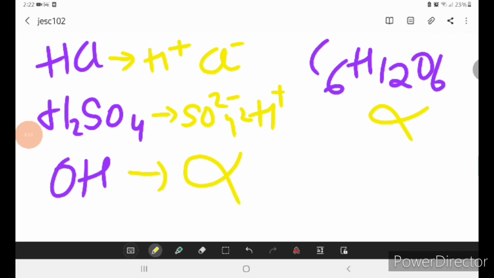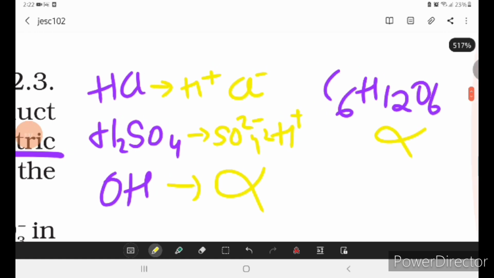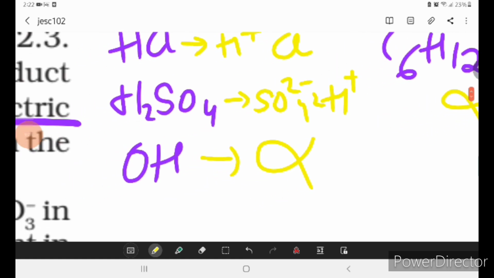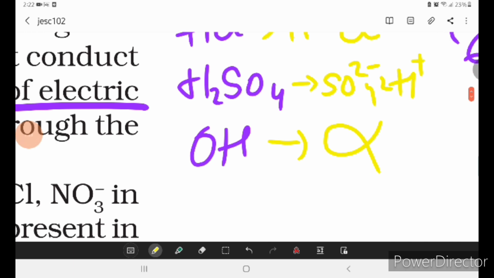This states that current passes only through the ions, whereas alcohol and glucose don't dissociate into ions, so they cannot transport charge and there is no glow of the bulb. We could say that no hydrogen ions are produced in alcohol and C6H12O6. Whereas in the case of HCl and H2SO4, the H plus ions and Cl minus ions carry the charge towards the battery and make the bulb glow.